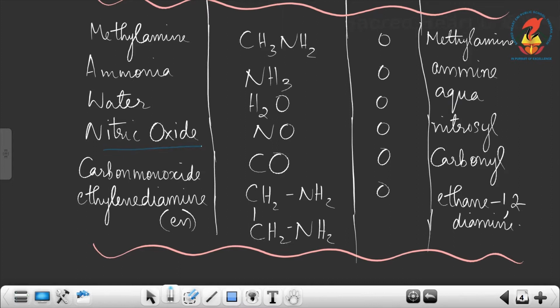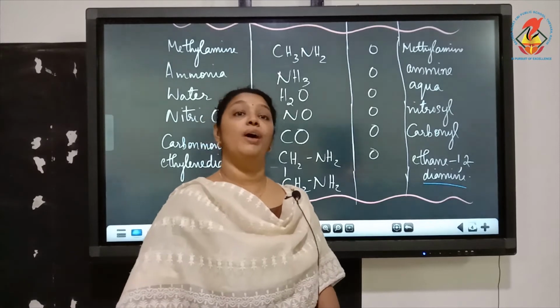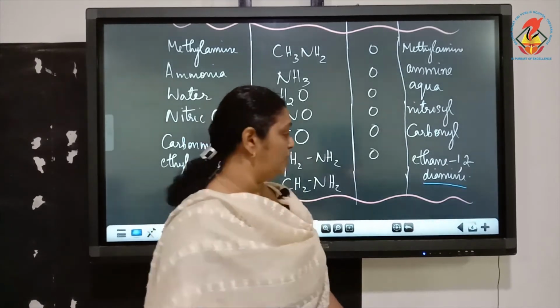Nitric oxide is named as nitrosyl, and nitric oxide is NO. Then carbon monoxide is named as carbonyl. And last we have ethylenediamine, denoted by en, and it is named as ethane-1,2-diamine in the complex. Now next, let us see the examples for IUPAC nomenclature of coordination compounds.